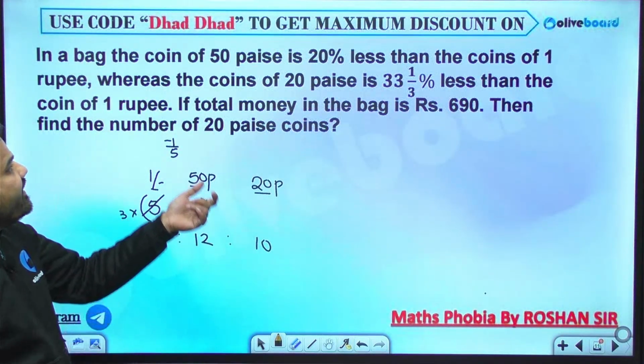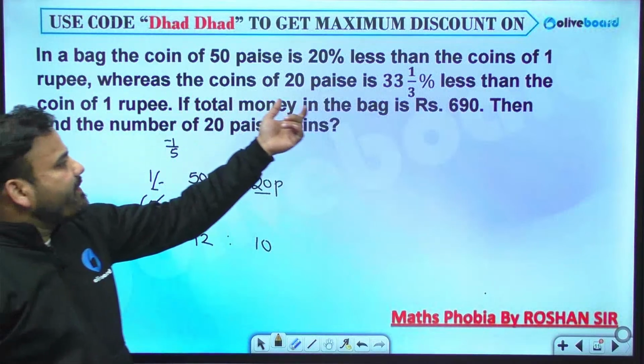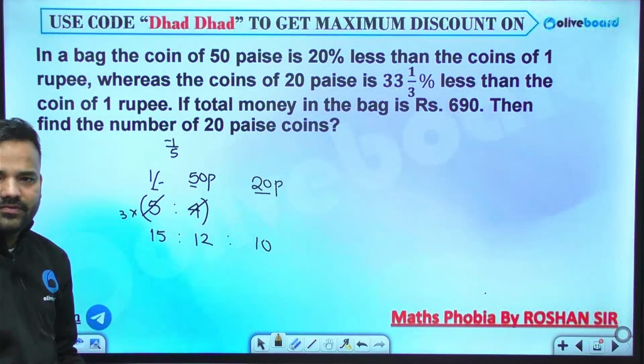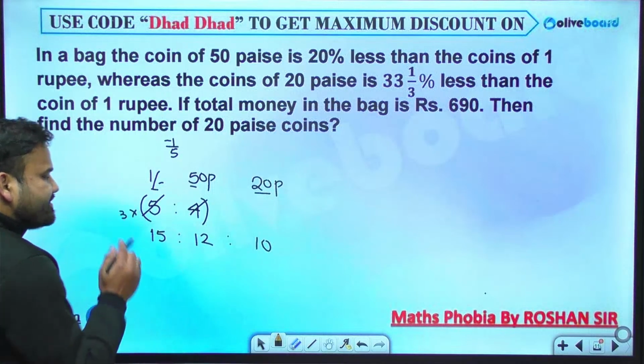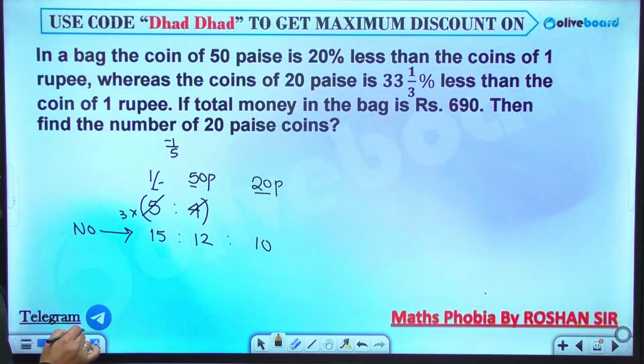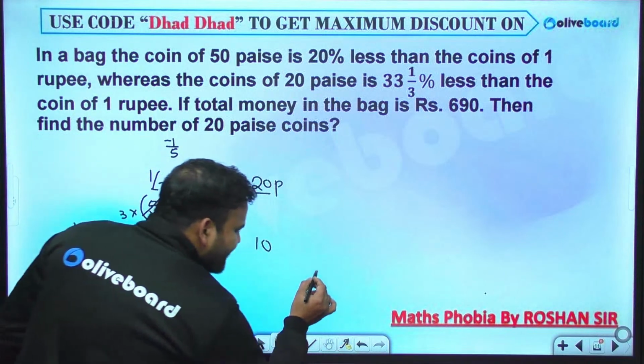Whereas the coins of 20 paise are 1/3 less. What about 1/3 of 15? That is 5. 5 less means 10. So these are the coins. These are the ratio of coins, that means number of coins. And the total amount of money in the bag is 690.